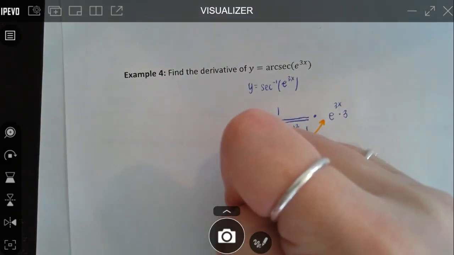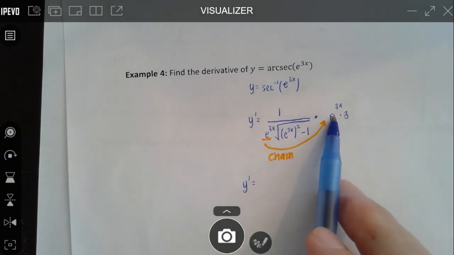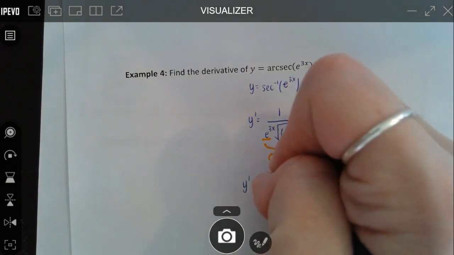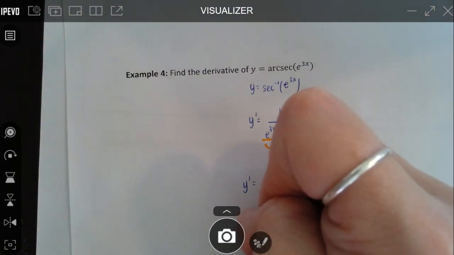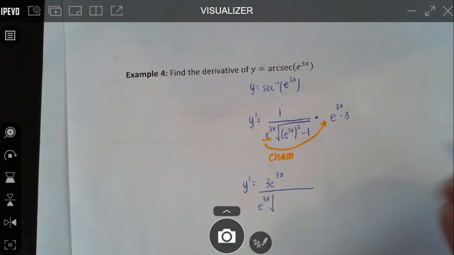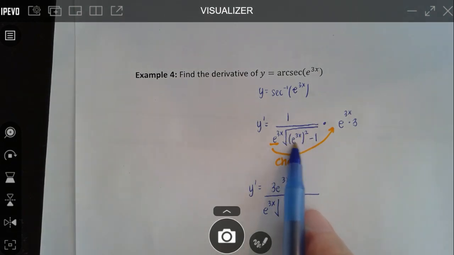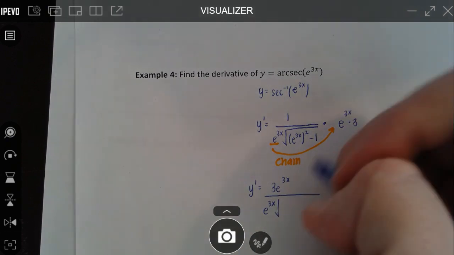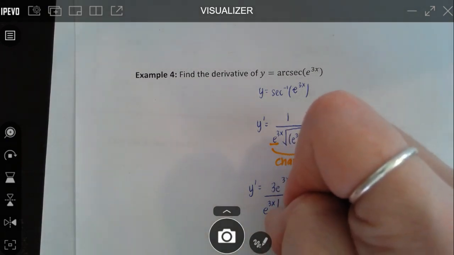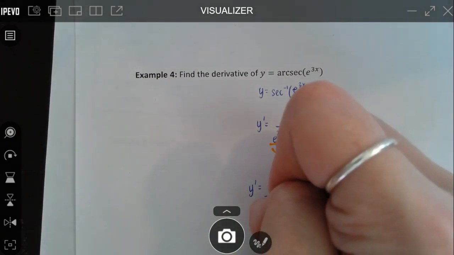So I'm going to clean this up a little bit. So I can bring this 3e to the 3x up in the numerator. My denominator is going to become, again, just leaving that e to the 3x on the outside by itself, but I definitely can simplify in here. This is a power to a power. Power to a power means I can multiply these together. So this is going to be e to the 6x minus 1.